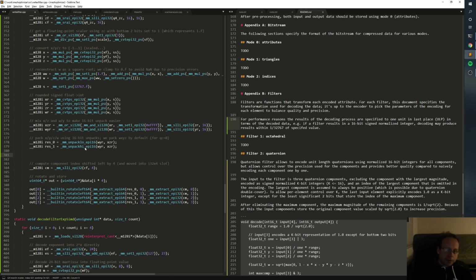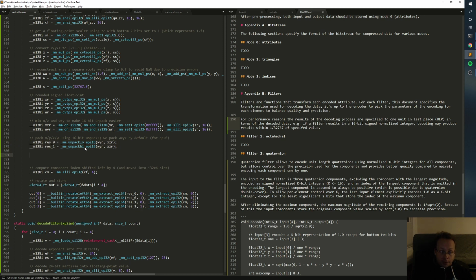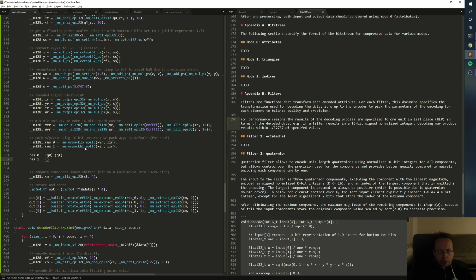So the dilemma goes as follows. We have two vectors with two quaternions in each. So we have quaternion 0, quaternion 1 in result 0. And in result 1 we have quaternion 2 and quaternion 3. And these are using 64-bit integers for each.